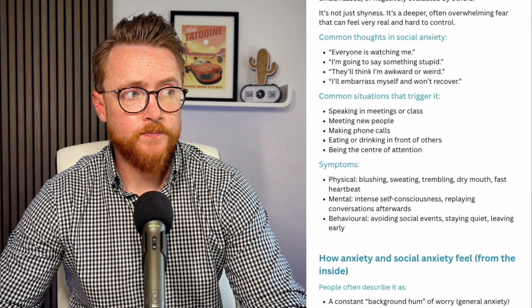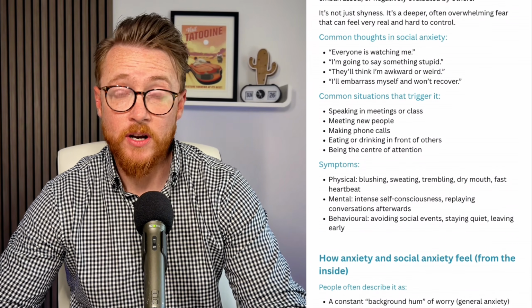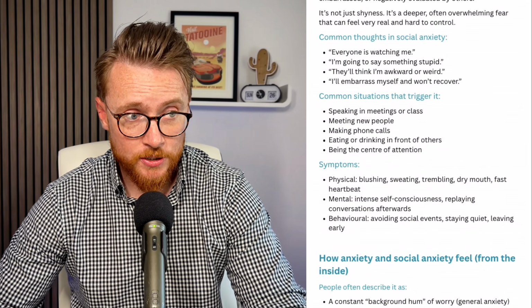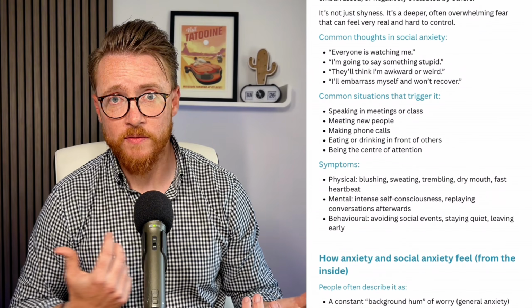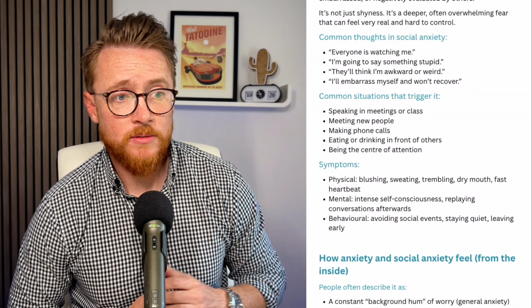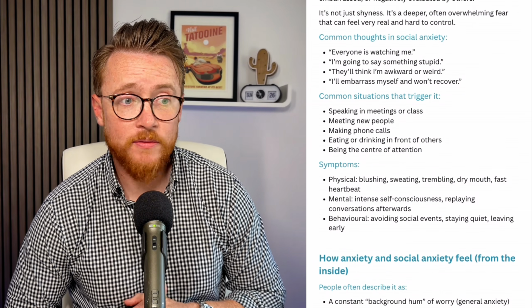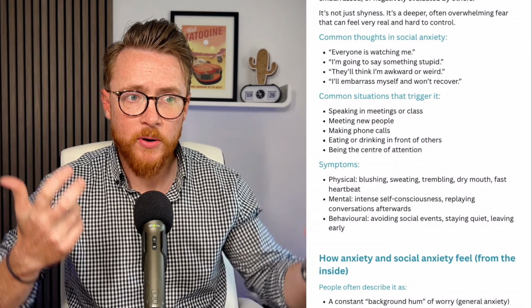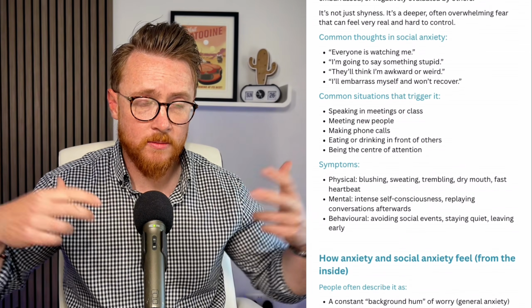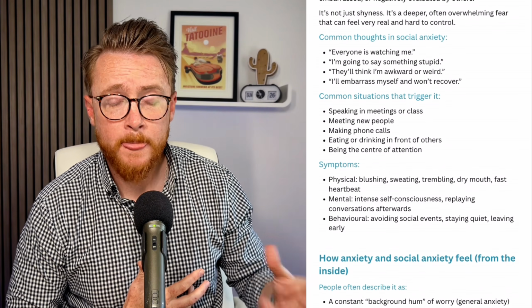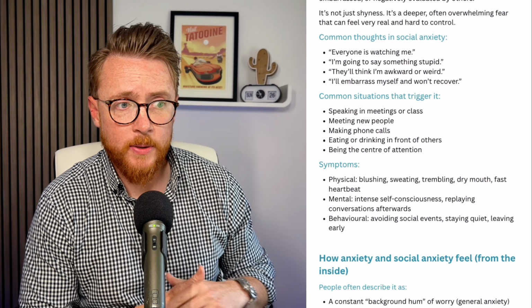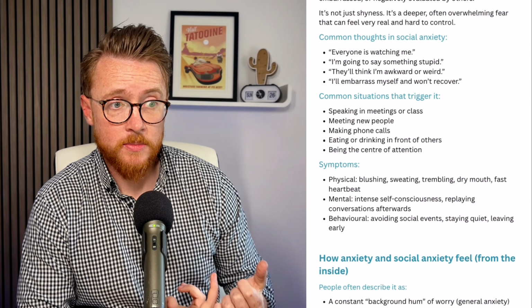Making phone calls. And apparently eating or drinking in front of others, or being the center of attention, can trigger social anxiety. So what are the symptoms that we might face in those settings? Blushing, sweating, trembling, dry mouth, fast heartbeat. If we're blushing, our cheeks go a bit red, particularly when we're embarrassed. Sweating, meaning that we're perspiring. Trembling, we might get the shakes from nerves. Dry mouth, feeling that we just need a bit of water. Fast heartbeat.